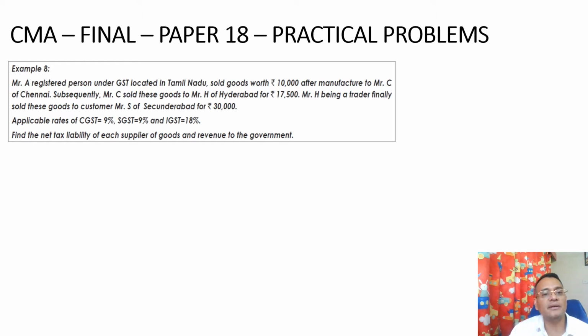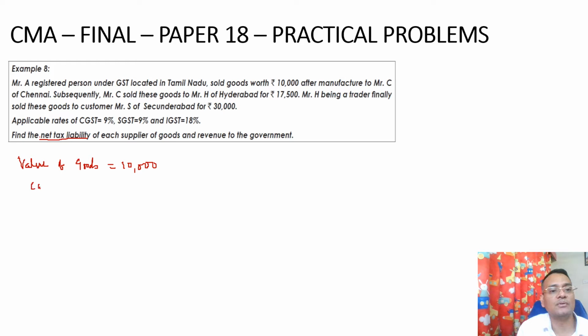So as explained, CGST plus SGST is equal to the IGST rate. So IGST is 18%. Net tax liability is after setting off the ITC. Okay, so let us start with the net tax liability of A. Value of goods rupees 10,000, since it is within Tamil Nadu, same state.